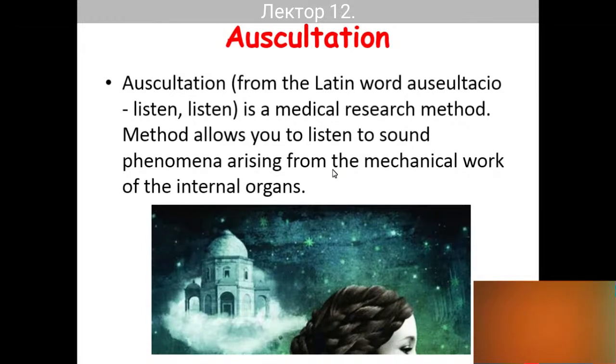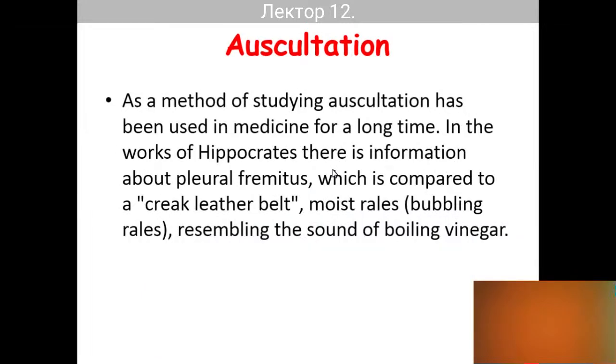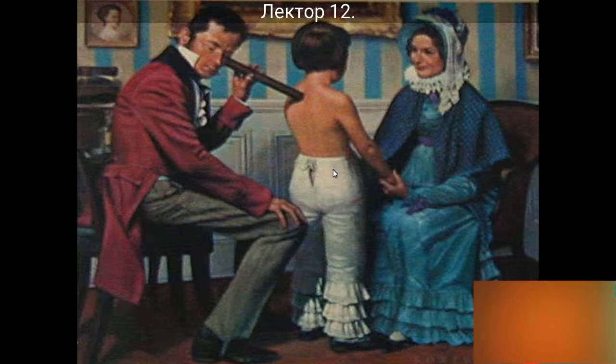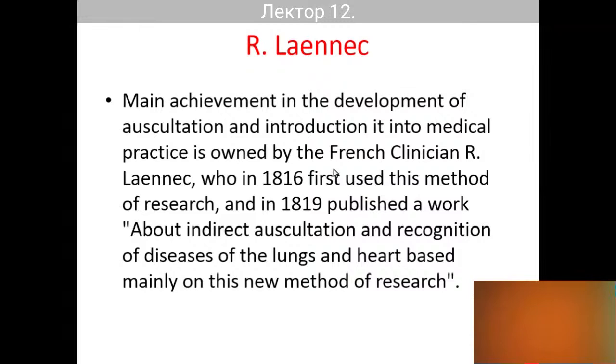In the works of Hippocrates, there is information about pleural fremitus, which is compared to the creaking of a leather belt, and moist rales, bubbling rales, resembling the sound of boiling vinegar. The main achievement in the development of auscultation and its introduction into medical practice belongs to the French clinician René Laennec, who in 1816 first used this method of research, and in 1819 published a book about indirect auscultation and the recognition of diseases of the lungs and heart, based mainly on this new method.